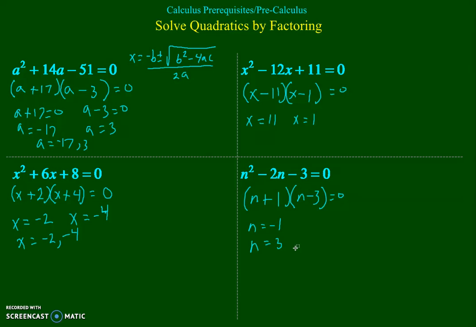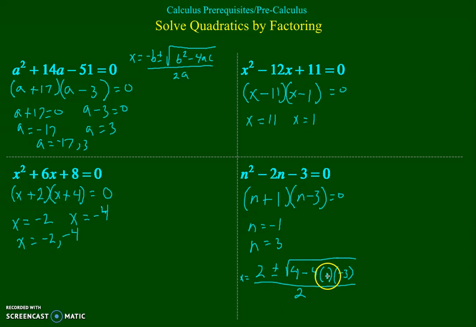Now just for kicks and giggles, let's go ahead and use the quadratic formula to verify our results here. We know that it's negative b, so since b is negative 2, it's going to be 2 plus or minus the square root of b squared, negative 2 squared is 4, minus 4 times a is 1, times c is negative 3, and that whole thing over 2a. And since a is 1, it's just 2. So this is actually x equals that.